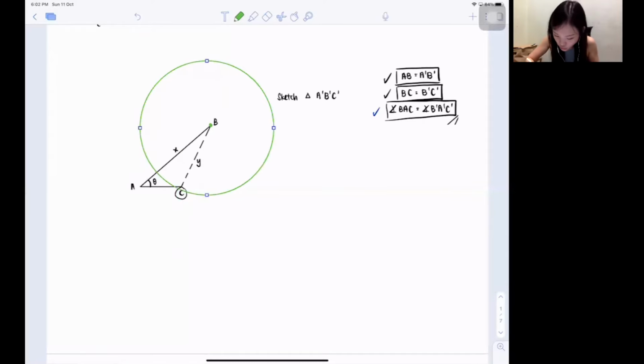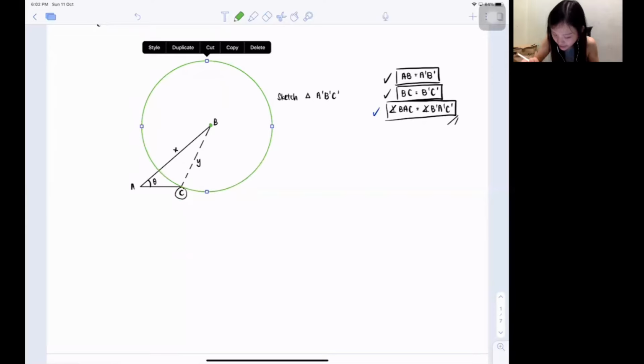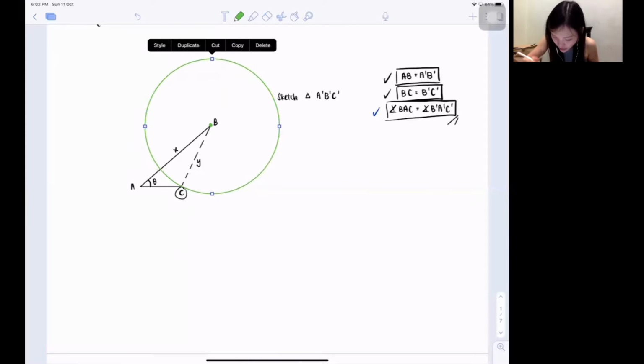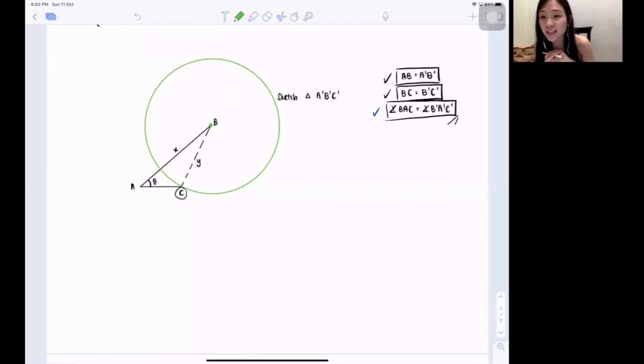Turn one round, draw a circle. Let me draw you a very nice circle. Okay, like that. So guys, if you turn one round, this is exactly how the circle looks like.